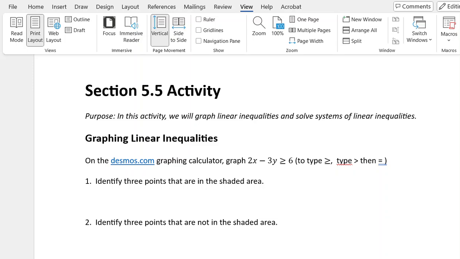In this video for section 5.5, we're going to graph linear inequalities. So we're going to start with the Desmos graphing calculator, and we're going to graph 2x minus 3y is greater than or equal to 6. So I'm going to go to my Desmos graphing calculator.